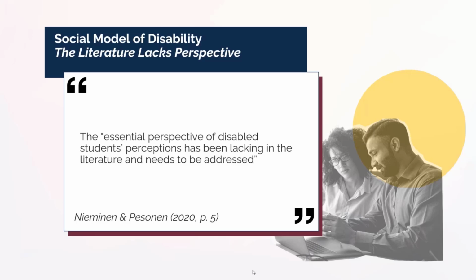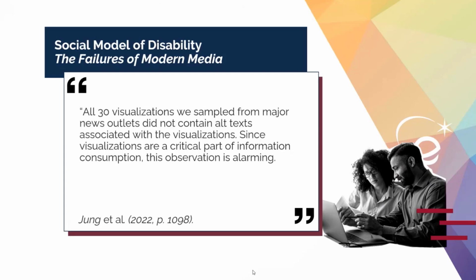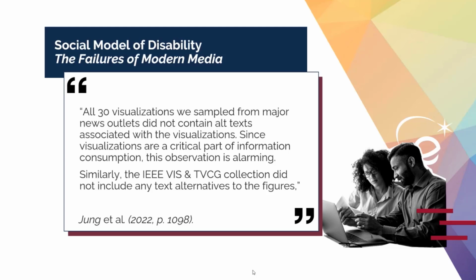And so this was very much where I was coming from when I first started this course. I wasn't sure how true this was, so I took a look at Jung et al. I wanted some hard facts. And they have an incredible finding, which is that, quote, all 30 visualizations we sampled from major news outlets did not contain alt text associated with the visualizations.